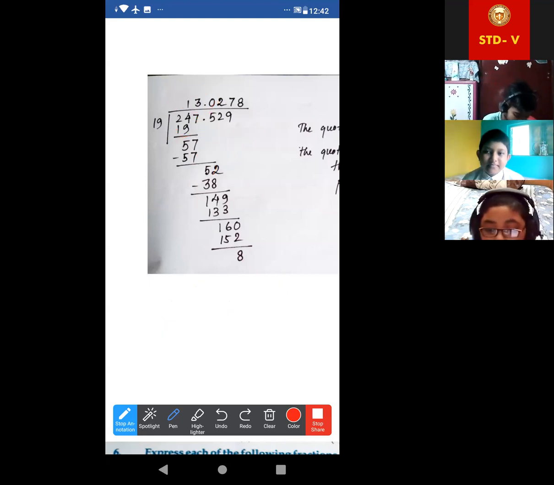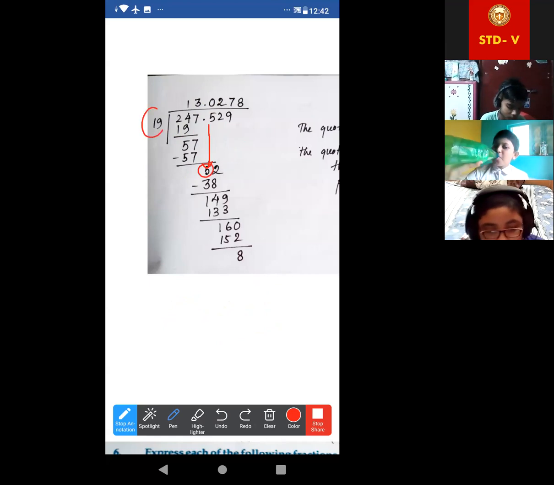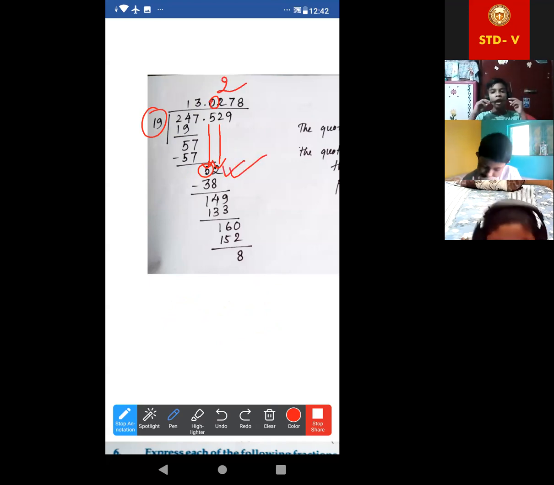Look at this, after taking this 5 also, it is less than 19 now. So again we have to put the 0 and we have to take the next number also. This step is clear to all of you? Okay. Now 52. 19 2s are 38.